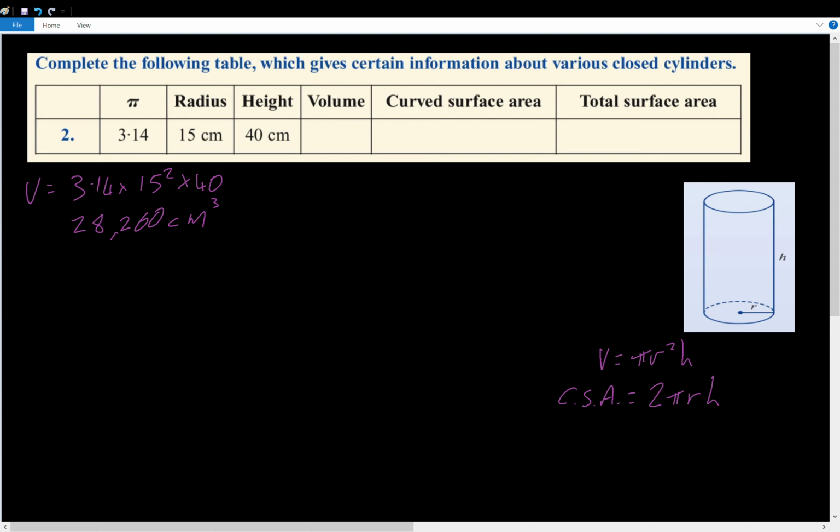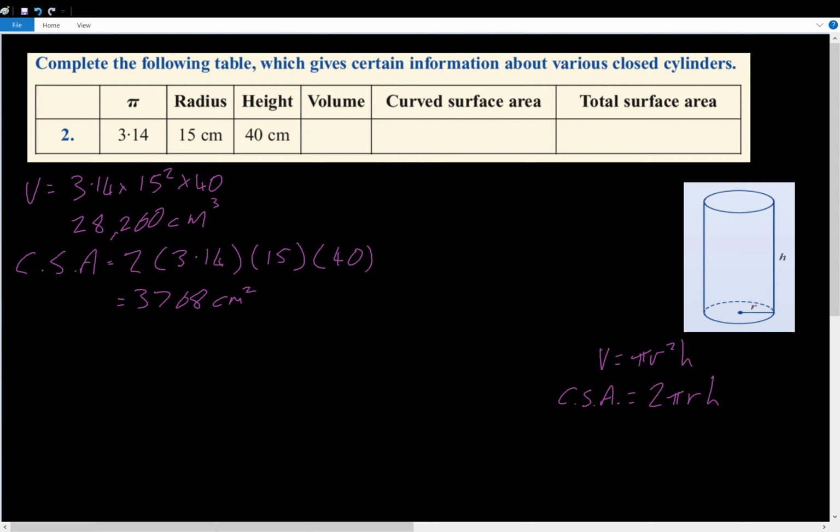So for the shape that we've been given, our curved surface area is going to be 2 times 3.14 multiplied by r, which is 15, multiplied by our height, which is 40. And we go straight to our calculator for that, and we get 3768. And this time, because it's area, that's going to be in centimeters squared.